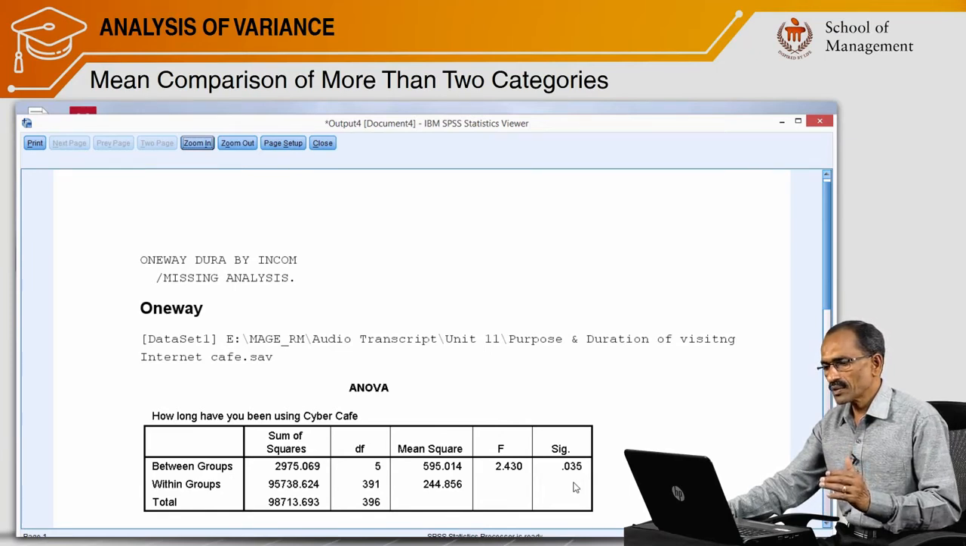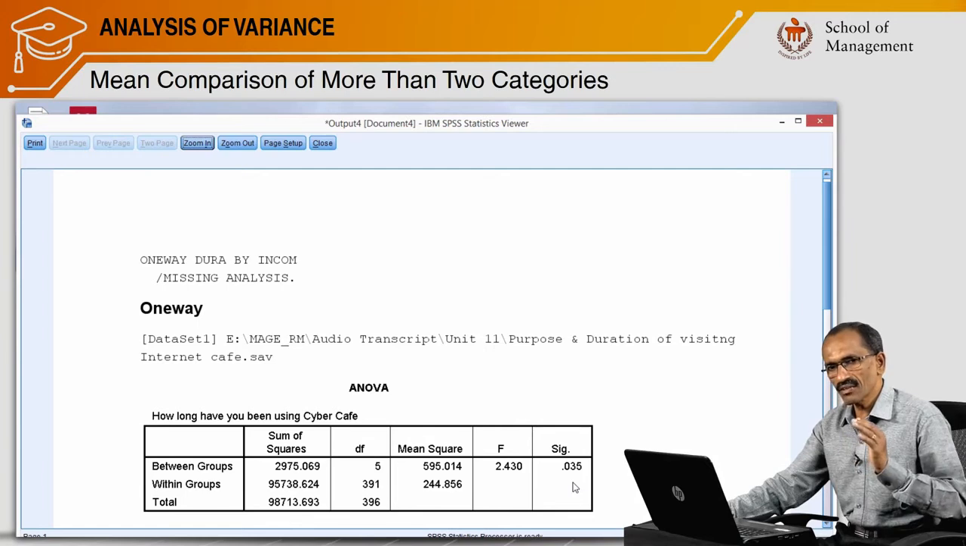Let's recall the null hypothesis: there is no significant difference. Since we are rejecting the null hypothesis, we can come to a conclusion that there is a significant difference in the internet cafe visit. What does it mean exactly? It means that income influences, or income is an influential factor in deciding the duration of internet cafe visit.